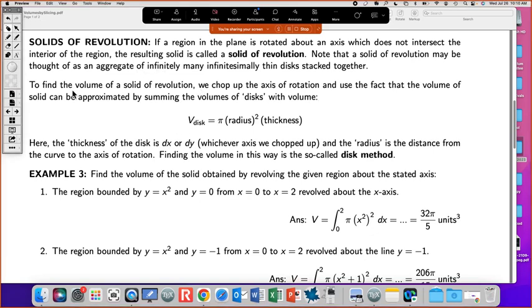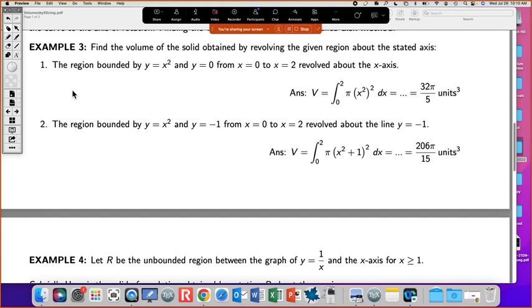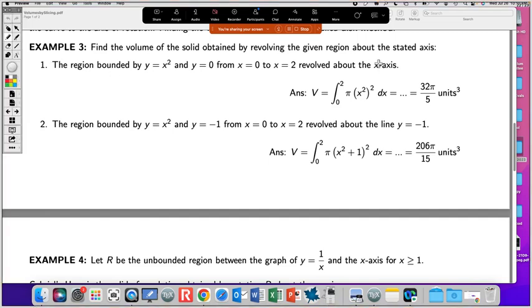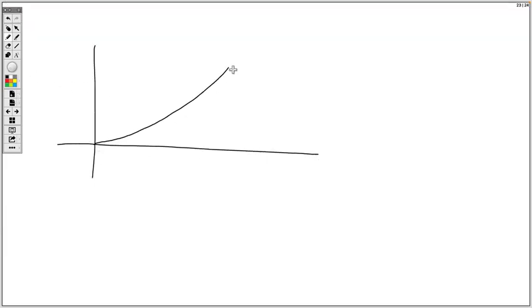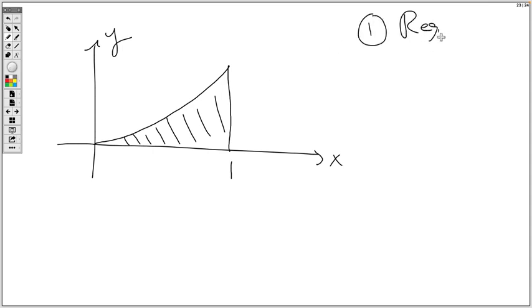So, let's do an example. Find the volume of the solid obtained by revolving the given region about the stated axis. We're going to look at the region bounded by this. This was the one in the picture about the x-axis. Okay, so here we go. First off, you want to draw the region. Once again, feel free to use Desmos. If it's a complicated region, fire up Desmos and draw it. Okay? So here's the region they're talking about. So that's step one, is figure out the region.